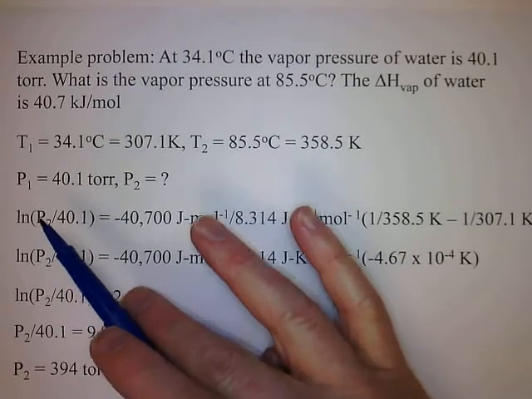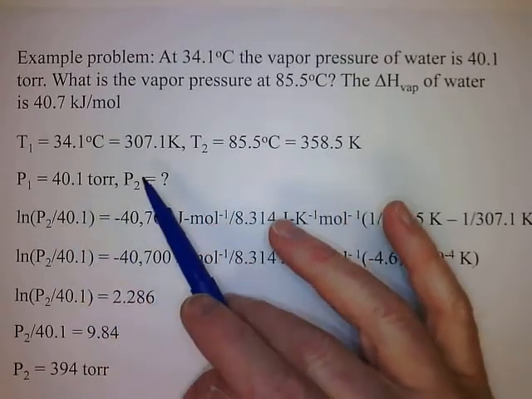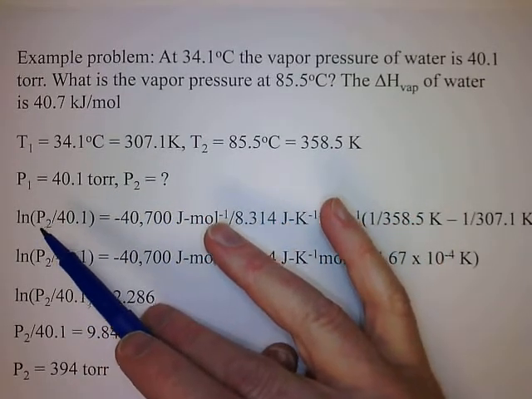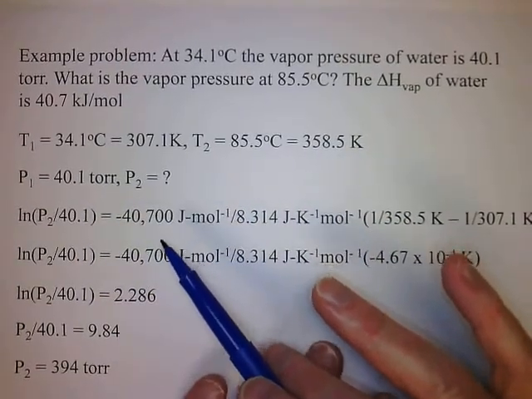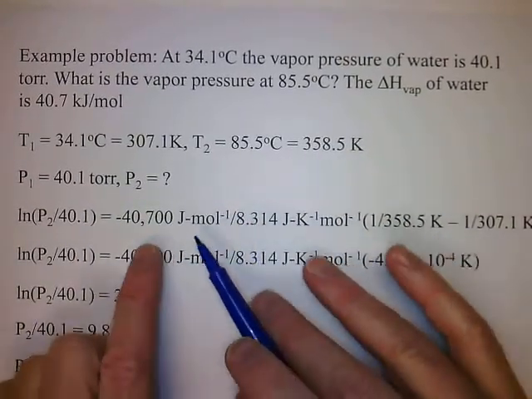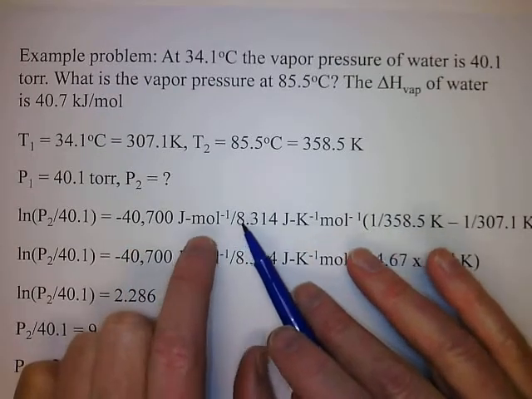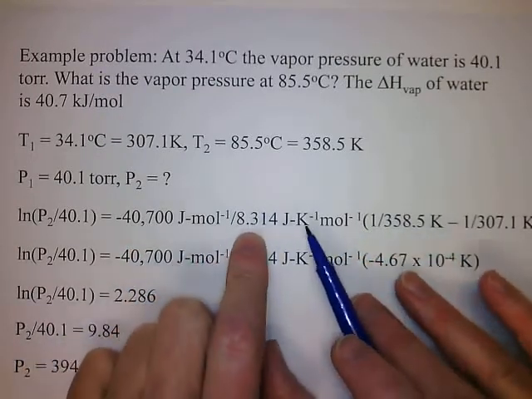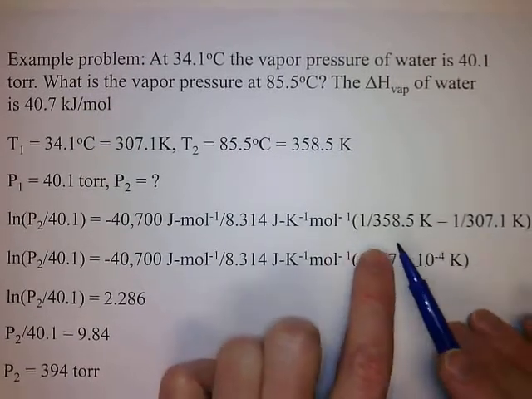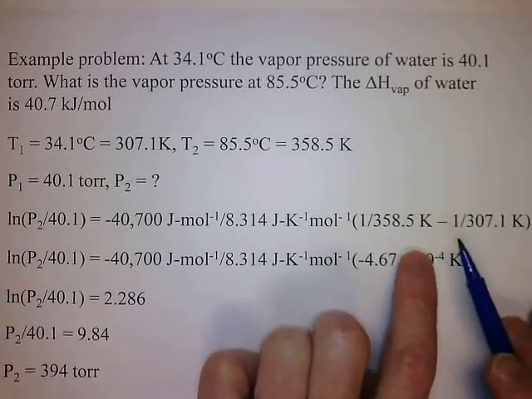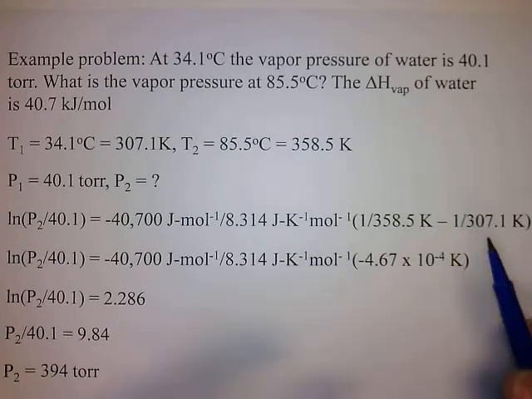So, natural log of P2 over P1. The P2 is what we're solving for. So the natural log of P2 over 40.1 is negative 40,700 joules per mole over 8.314 joules per Kelvin mole times 1 over 358.5 minus 1 over 307.1.